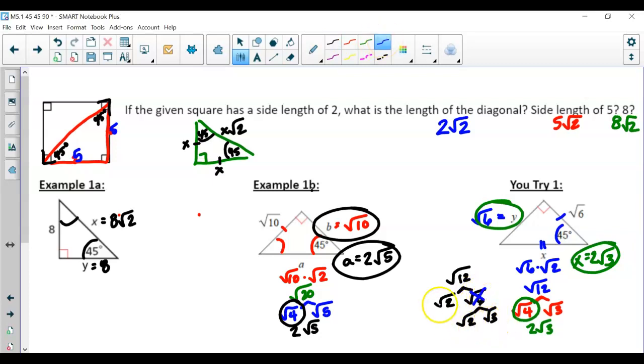Notice after here, now we've got all primes. Now we do have a pair of 2's, so you take the 2's out and you're still left with radical 3. So notice, even going the prime factorization route, you'll still get to that same radical, the simplified radical.